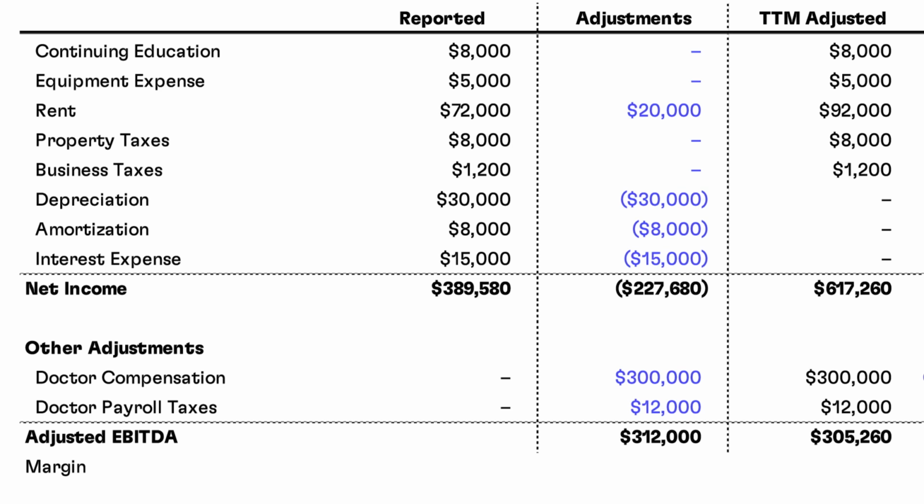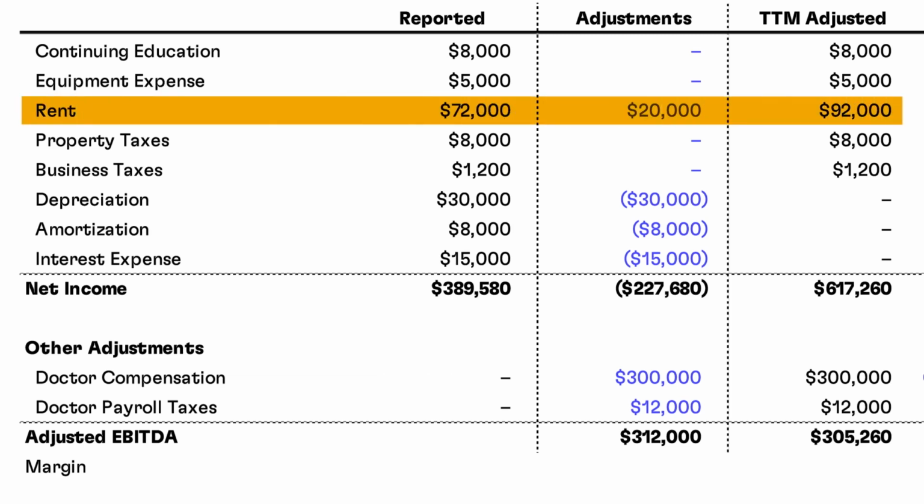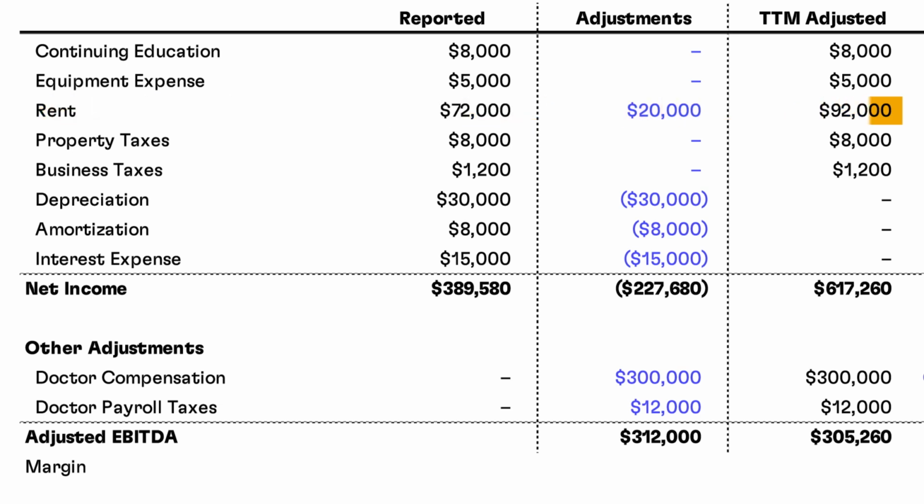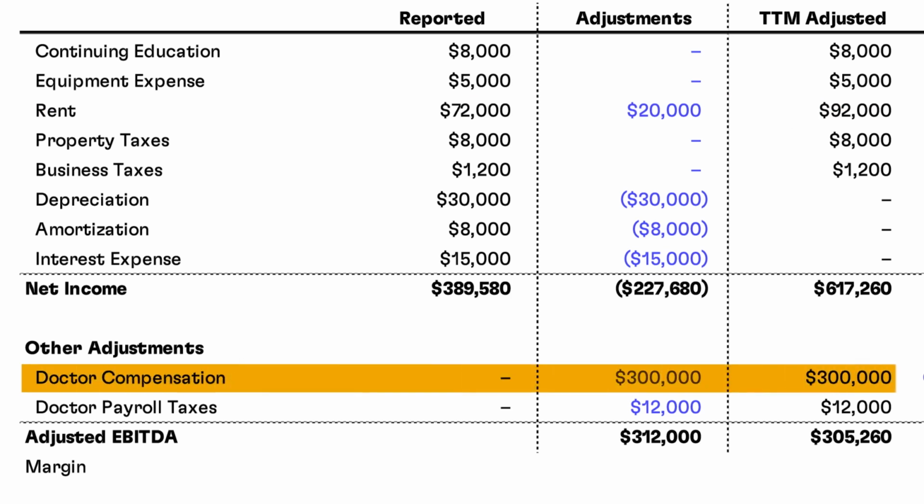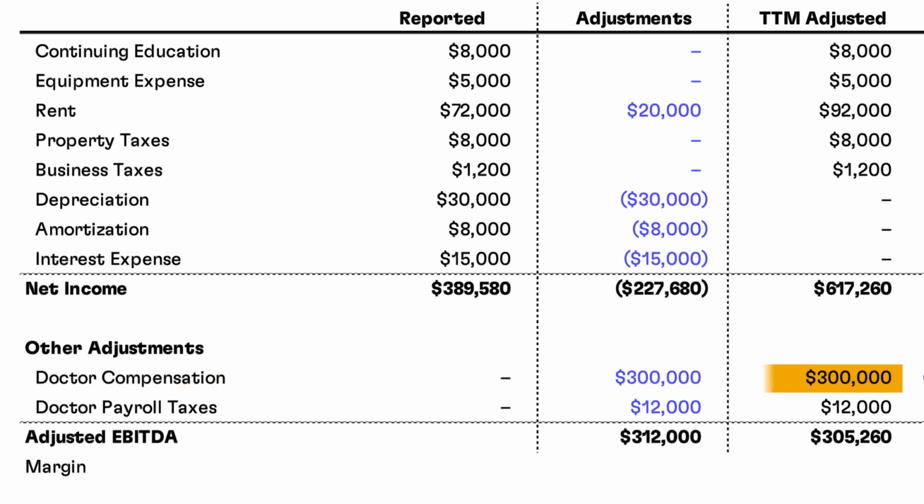In this example, we're going to increase the annual rent from $72,000 a year to $92,000 a year. That's a $20,000 increase to adjust the rent to market rate. You'll notice the change it makes to EBITDA. The second variable we're going to change is doctor compensation. Instead of using 30% of collections, we're going to use 32% of collections. You'll note there is similarly a resulting change to EBITDA.